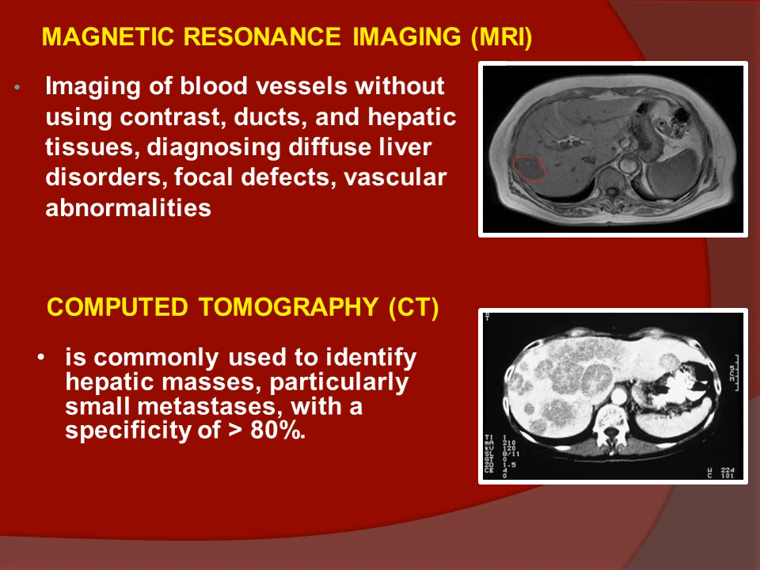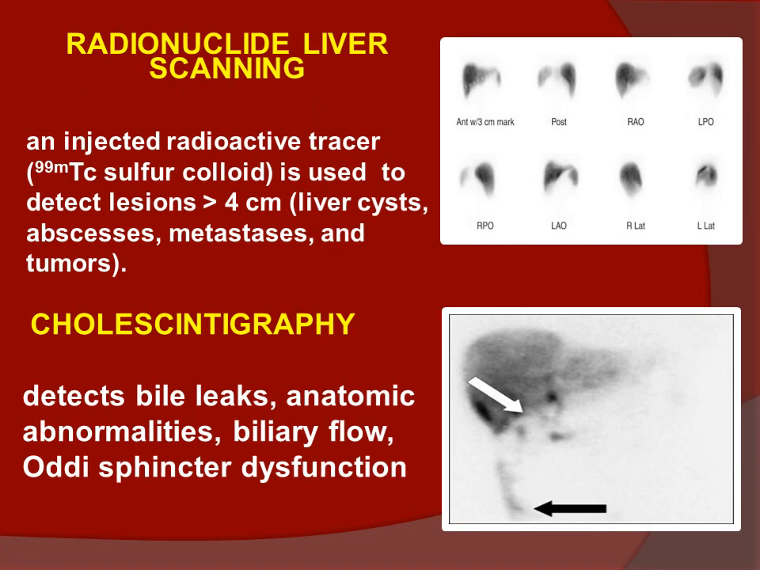Computed tomography, CT, is commonly used to identify hepatic masses, particularly small metastases with a specificity of more than 80%. It is considered the most accurate imaging technique. CT scan can be used with contrast if needed. Radionuclide liver scanning shows the distribution of an injected radioactive tracer, usually technetium, which distributes uniformly within the normal liver. Lesions more than 4 cm, such as liver cysts, abscesses, metastases, and tumors, are shown as defects.